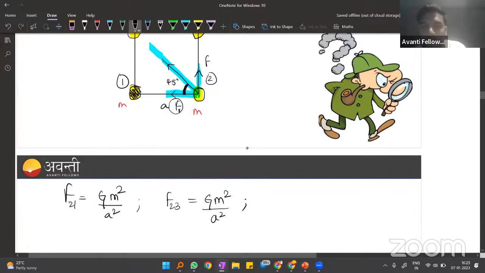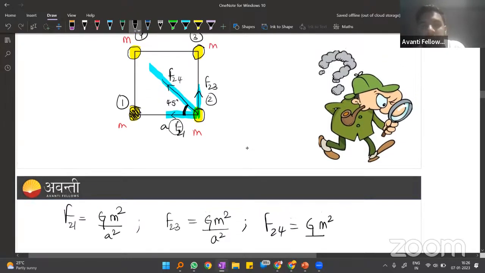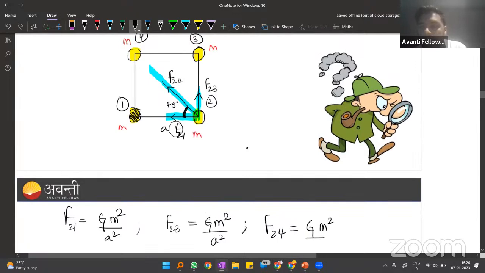Now, what I'm going to calculate? This force is F23, this is F21, and this is F24. Force on 2 due to 4 will be equal to G m1 m2, which are again m and m, so m square, and the distance between these two will be... what will be the distance between these two?